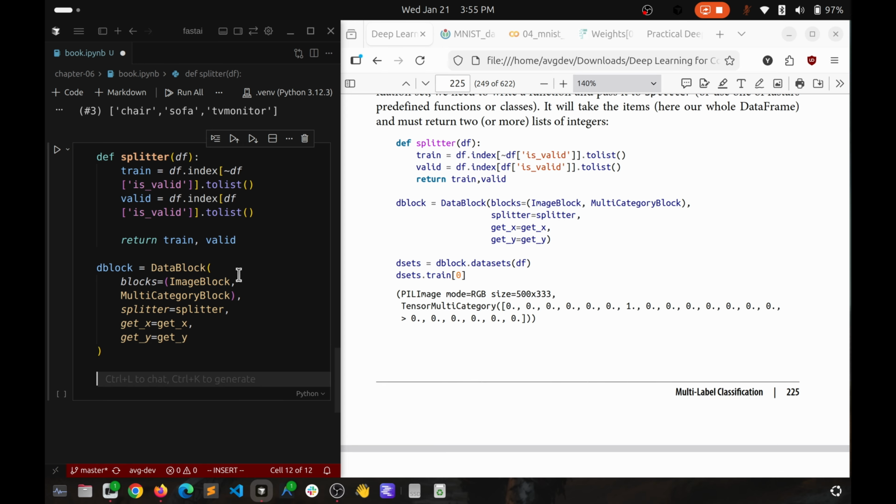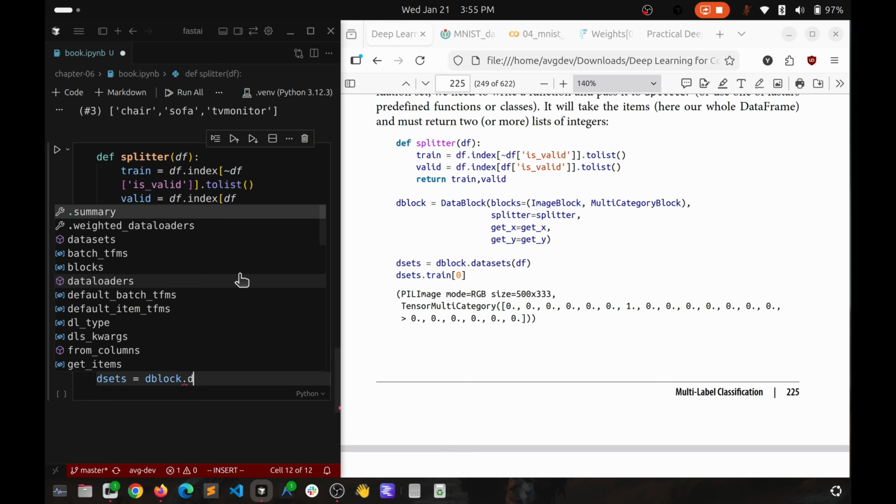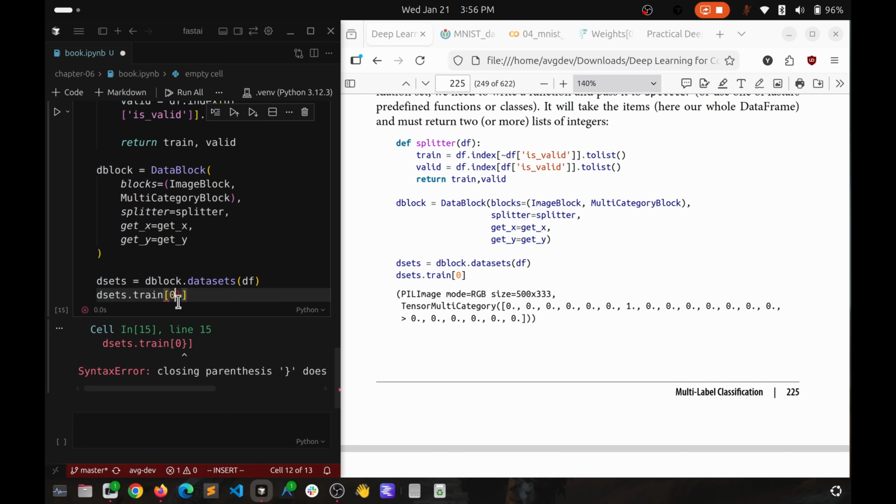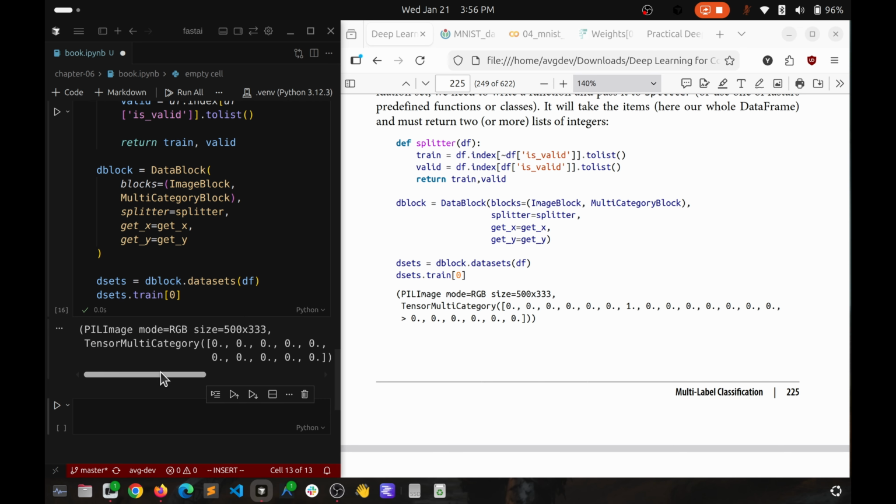Okay, and then dsets. It's going to be dblock.datasets with df. dsets.train at 0. Oops, missed this. There you go. Looks like there's a specific category coming up here. All right.